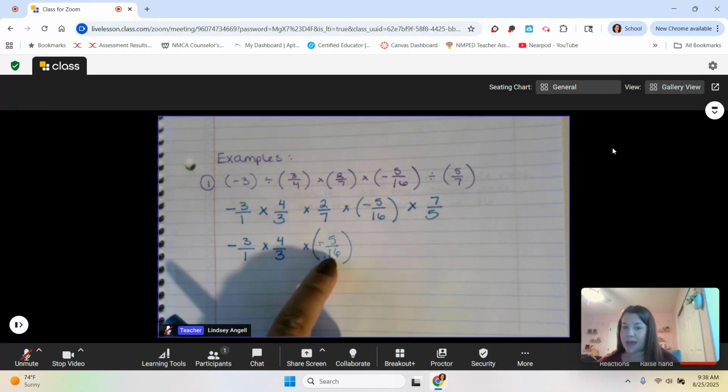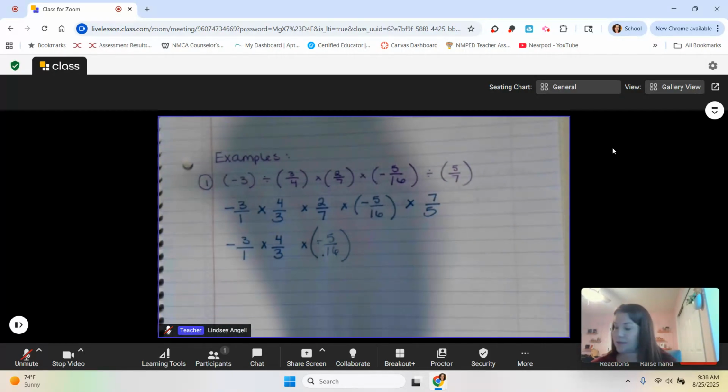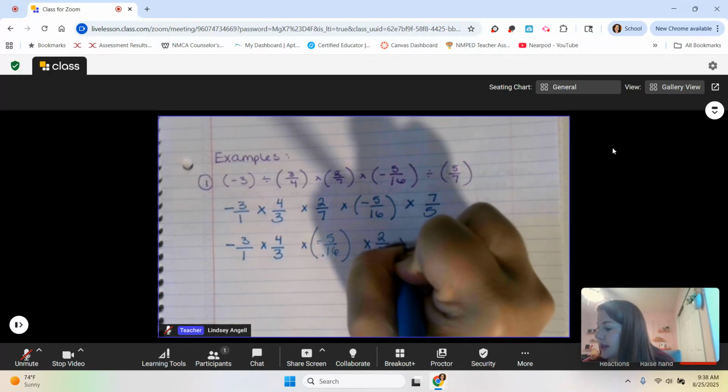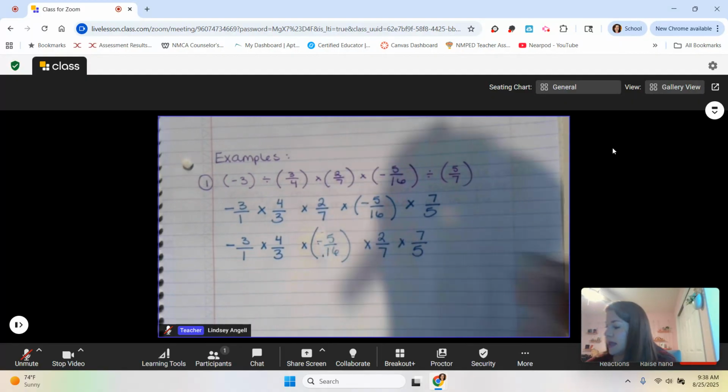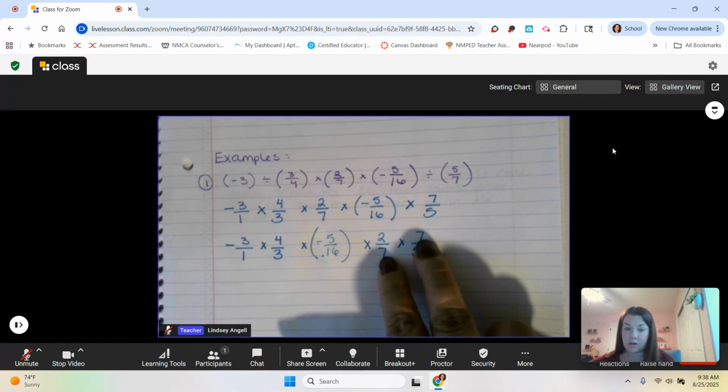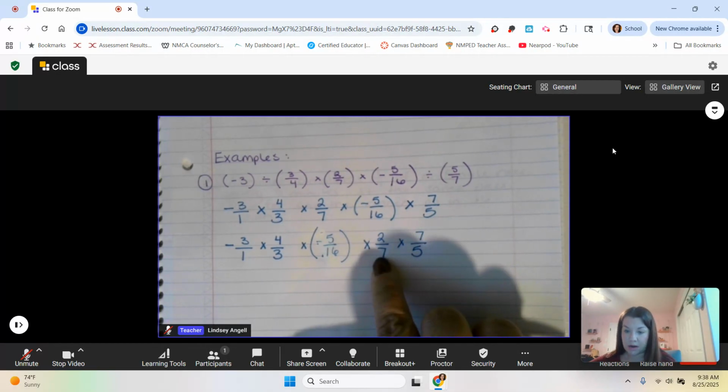So if I do that, then next I'm going to have my 2/7, and then I have my 7/5. And I like those next to each other too, because look, there's a 7 in the numerator and a 7 in the denominator.